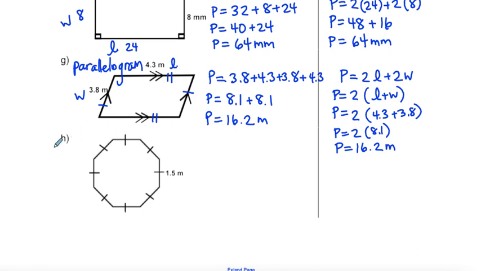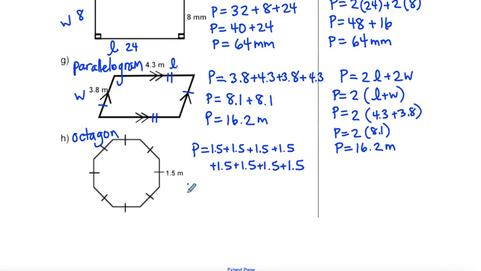And lastly, my last shape here, I count how many sides I have. 1, 2, 3, 4, 5, 6, 7, 8. This is an octagon. This is a regular octagon, so all of my sides are exactly the same. So I can calculate my perimeter by adding up 1.5 eight times. So 1.5 plus 1.5 plus 1.5 plus 1.5 plus 1.5 plus 1.5 plus 1.5 plus 1.5.